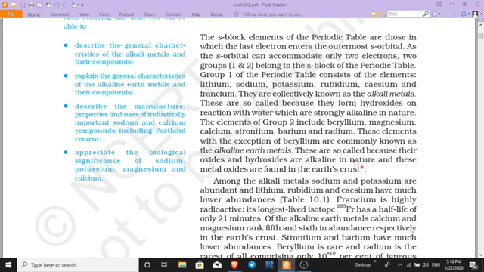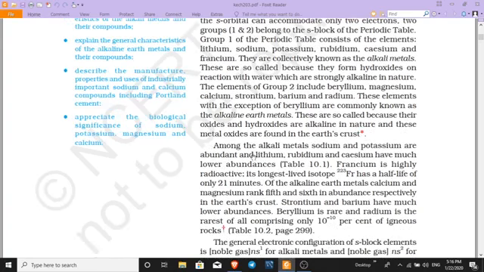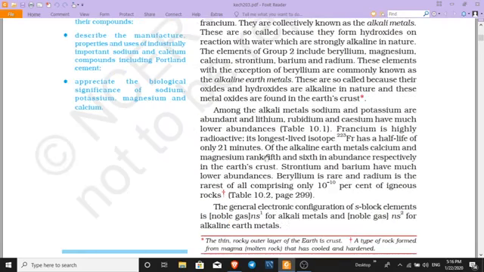These are so called because their oxides and hydroxides are alkaline, means basic, in nature, and these metal oxides are found in the earth's crust. Among all the alkali metals, sodium and potassium are abundant, and lithium, rubidium and cesium have much lower abundance. Francium is highly radioactive. Its longest lived isotope, francium 223, has a half-life of only 21 minutes.